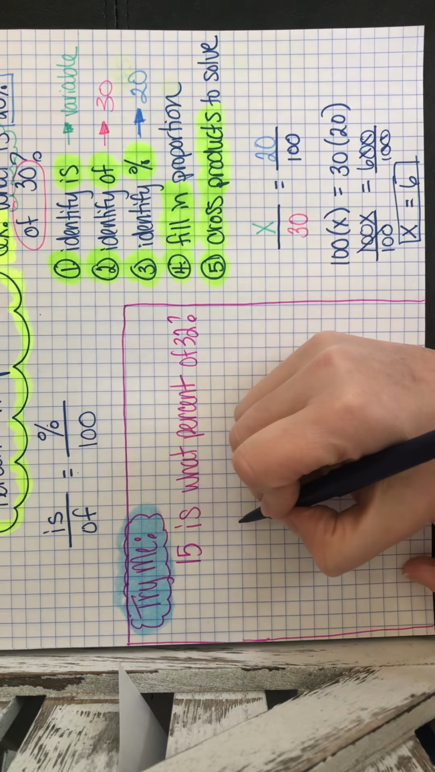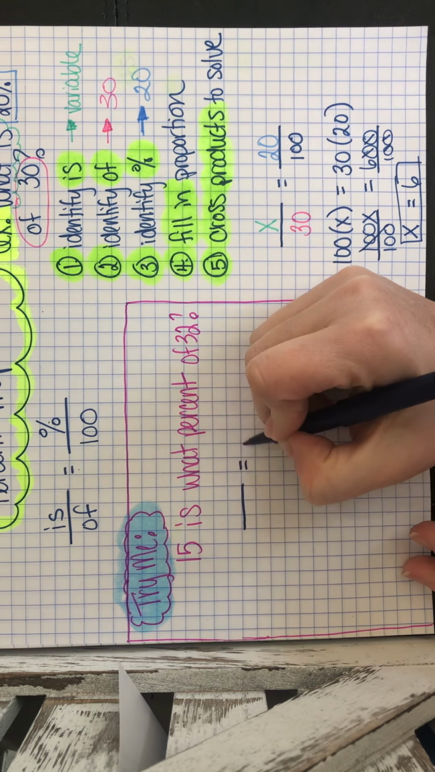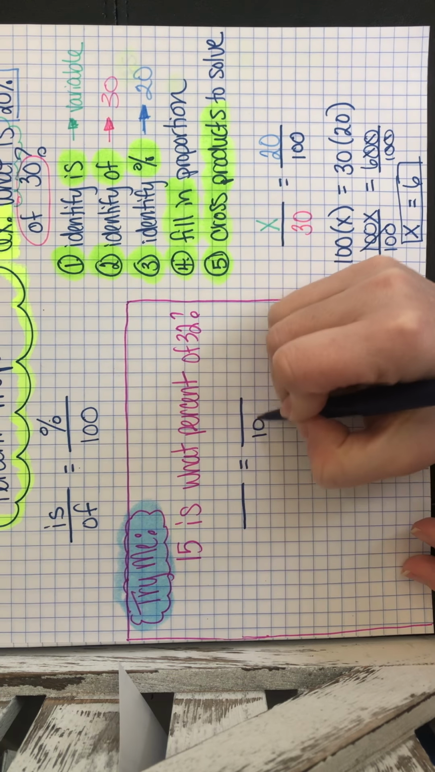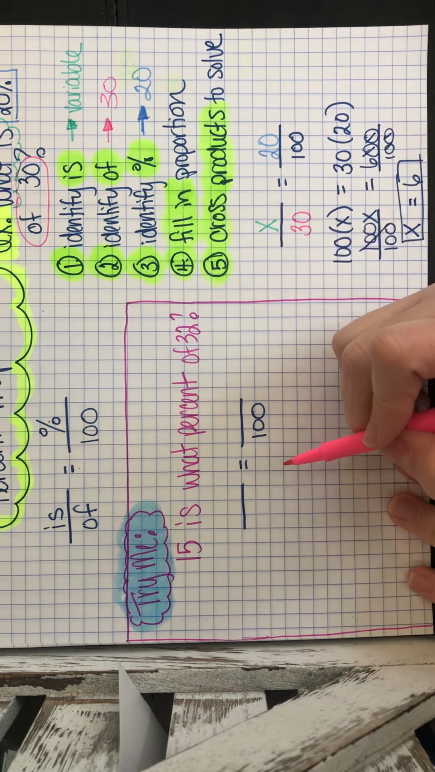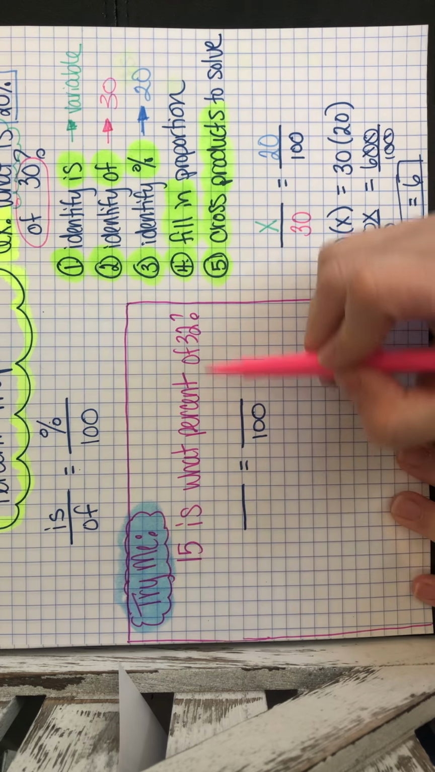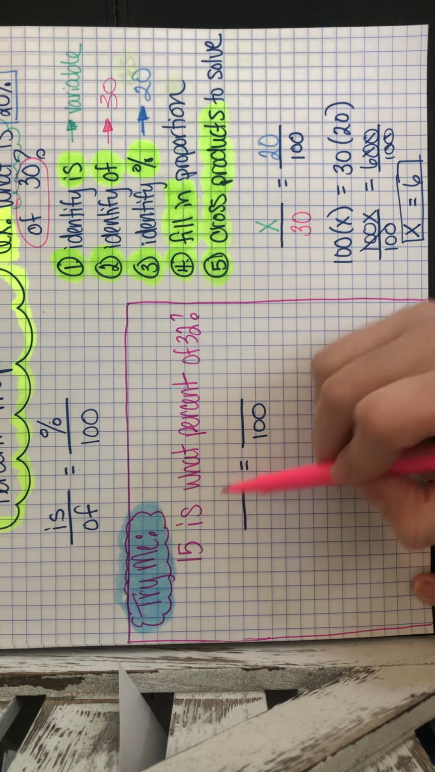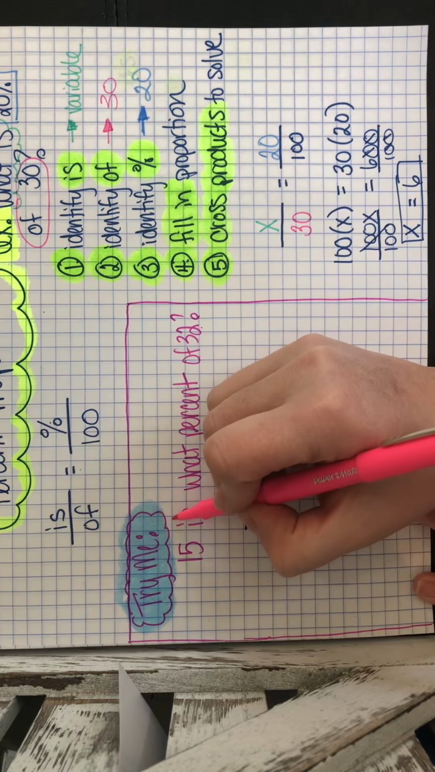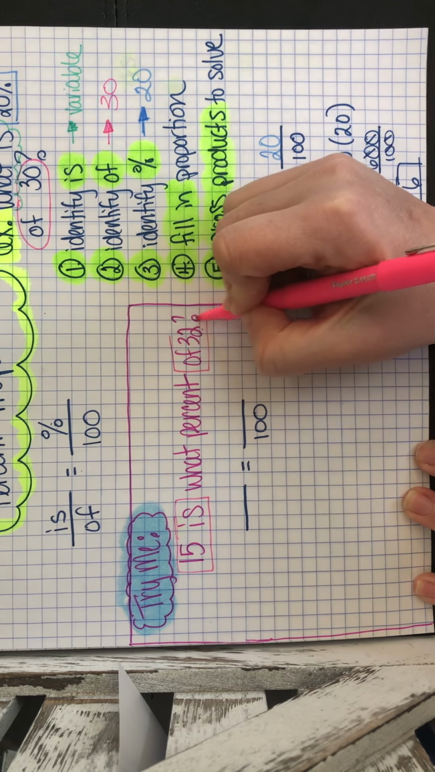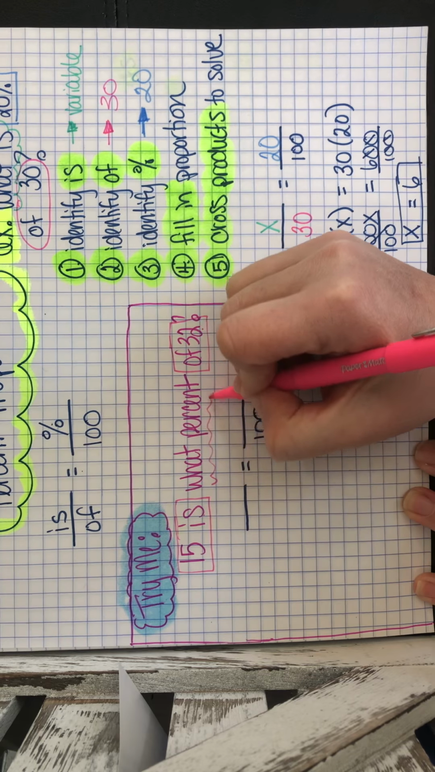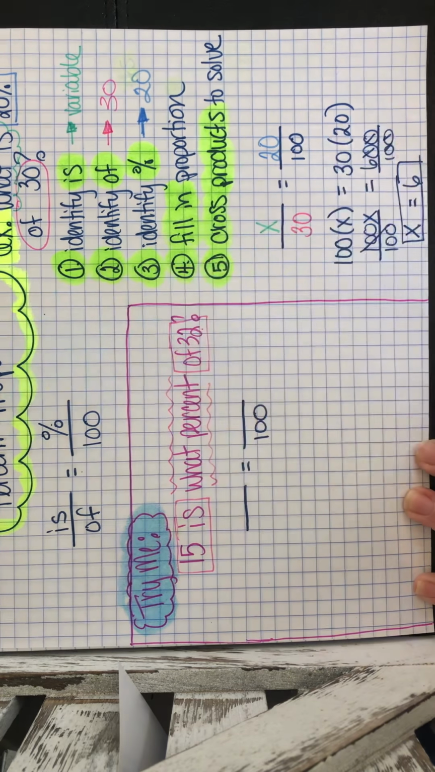Okay, so the first thing we're going to do is we're going to set up our proportion. We're going to fill in 100 down here because that is our given. Now we're going to identify the parts. So if I look at my numbers first, I have "15 is" and I have "of 32." So here they go together, and here we have "what percent" goes together.